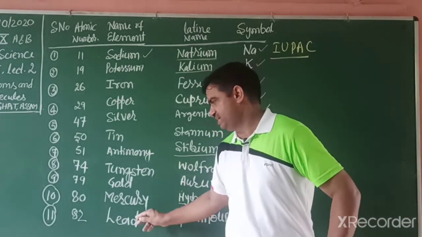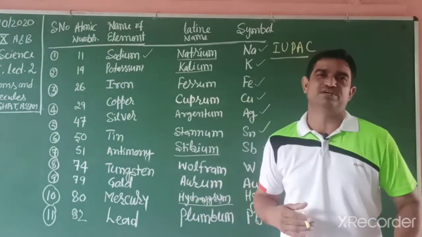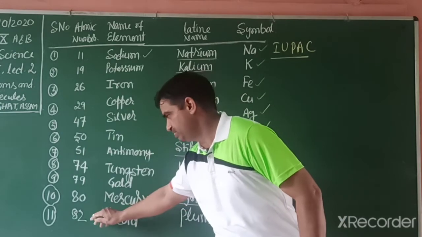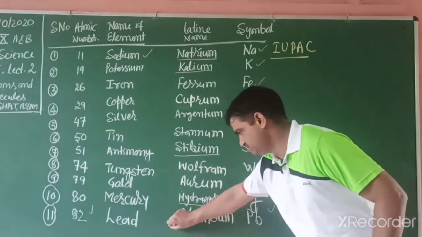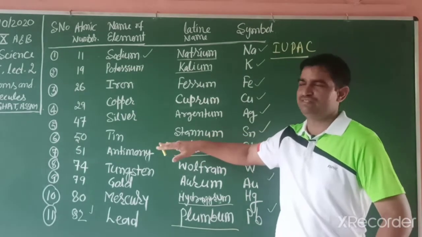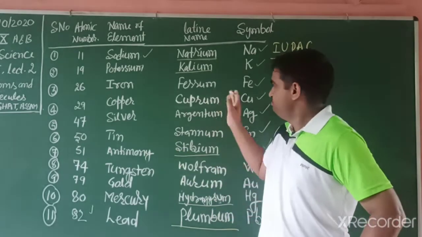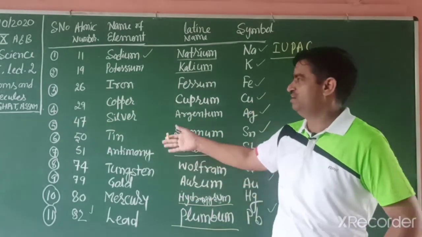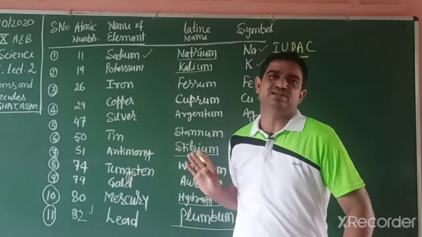The next element is lead. That element is used for making lead storage batteries that we use in our vehicles and inverters. Lead's atomic number is 82, its symbol is Pb, and its Latin name is plumbum. So students, revise these elements, symbols and Latin names twice or thrice, and write them in your notebook. If you remember them many times, then when you write iron you will write the symbol Fe, and for silver you will write Ag, not S. So you should learn all these elements.